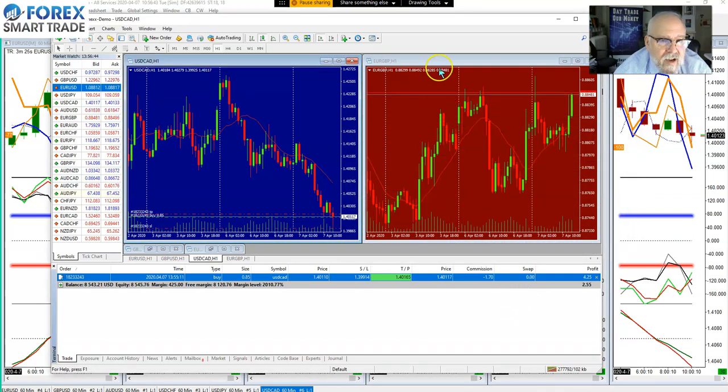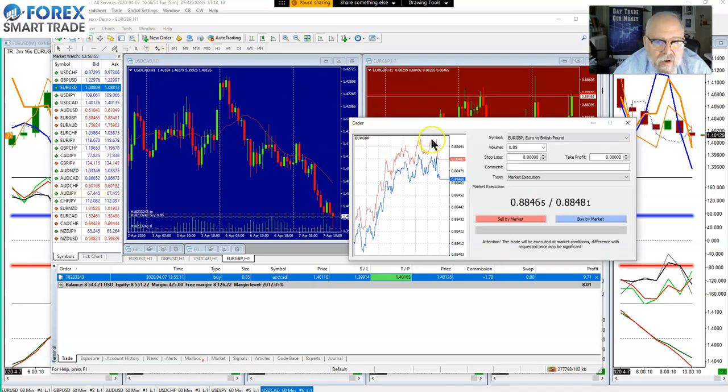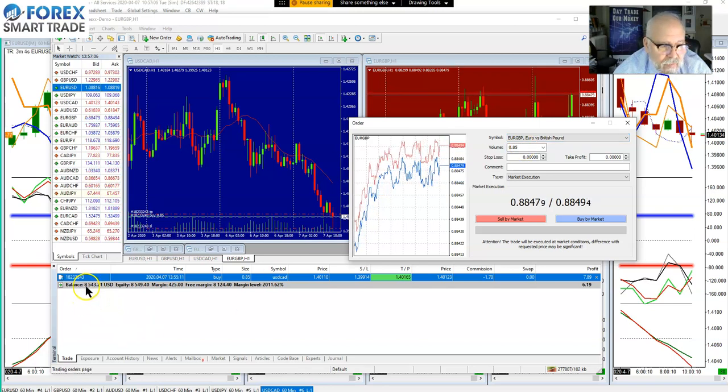Let's go ahead and take our euro pound trade. I highlight the chart, and I click new order. I've got my symbol is correct, my pair, my volume 0.85, which is allowable. I am going to click sell.